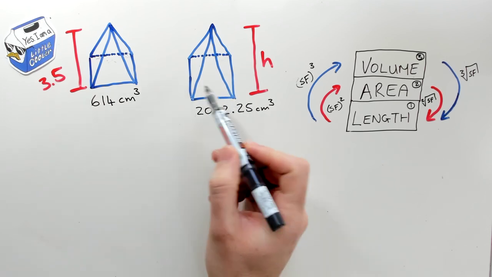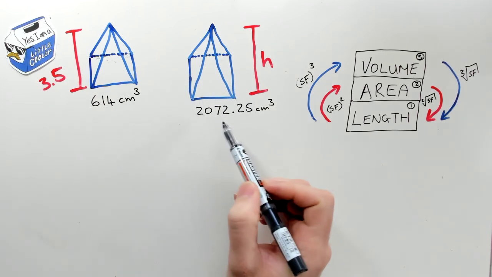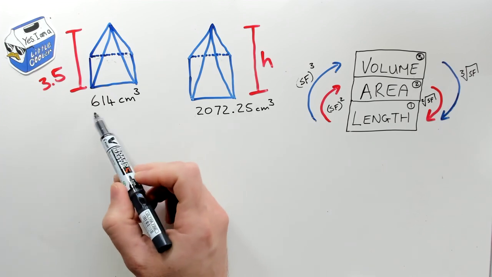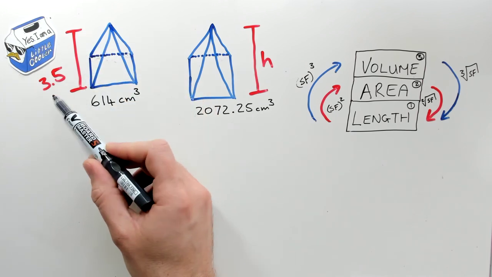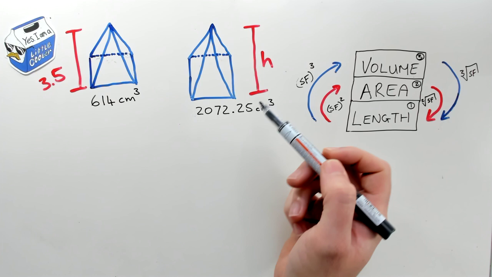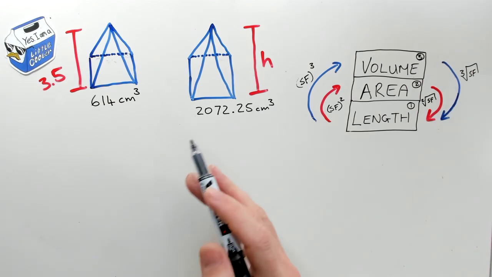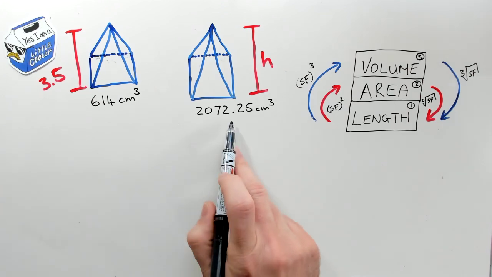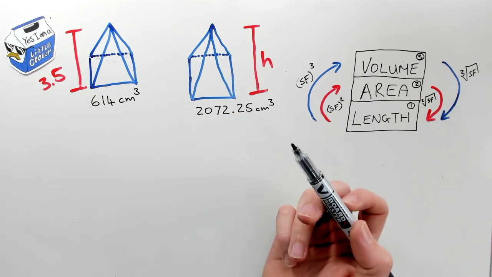So they gave us two pyramids, and they say, hey, these pyramids have these volumes. The one has a volume of 2072.25, and the other has a volume of 614. And the height of the smaller one is 3.5, and the height of the bigger one is unknown. Now, when I see this question and they say these are similar shapes, I have to compare two things that I can compare. In this case, I can compare the volumes because they're both given. I can't compare anything else because nothing else is given.